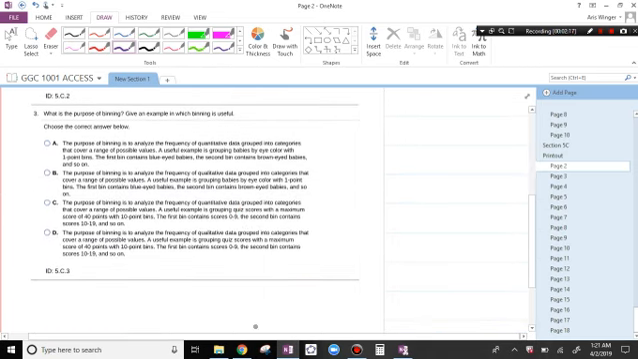Binning is when you put stuff in categories by number. The purpose of binning is to analyze the frequency of quantitative data grouped into categories that cover a range of possible data. A useful example is grouping quiz scores with a maximum of 40 points in 10-point bins: 10, 20, 30, and 40. The first bin has 0 through 9, the second bin has 10 through 19, and so on.